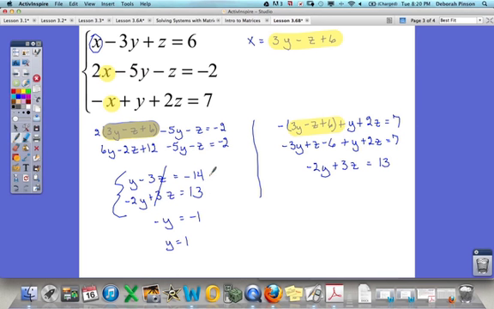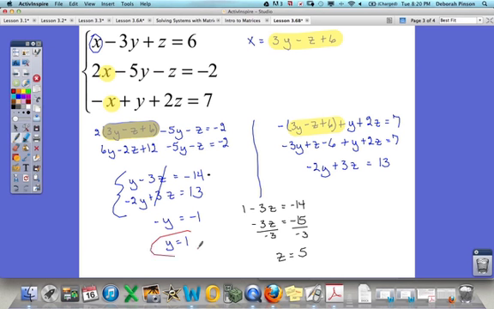So I guess I'll just plug into this one. So I have 1 minus 3z equals negative 14. So I'm going to subtract the 1 and divide by that negative 3. So z is 5. Okay, I've got y and z.